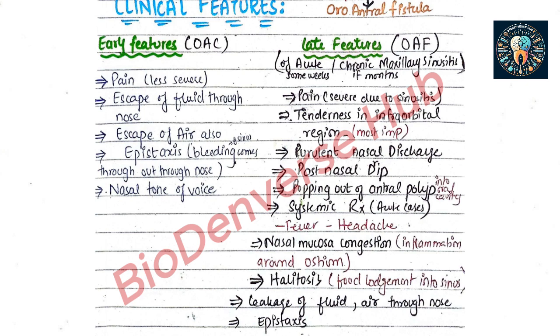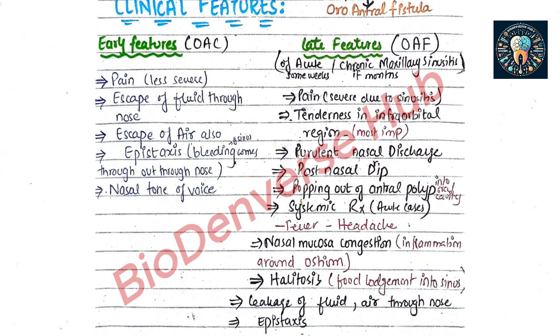Now, if the condition progresses and the epithelialization of the tract occurs, there will be some late features as well. And that will be depicted as the oro-antral fistula. So the late features could occur if there was a prior acute condition and it progresses after some weeks. Also, chronic maxillary sinusitis, if it is present for months, will depict the same late features.